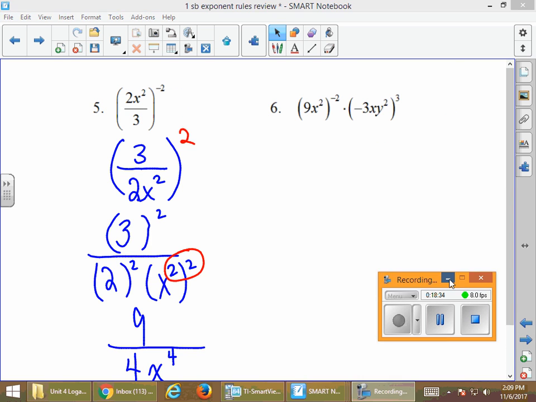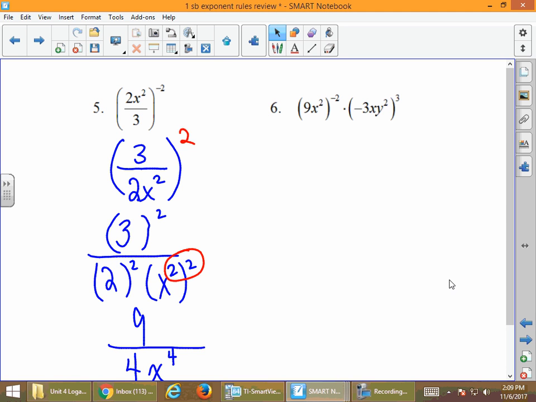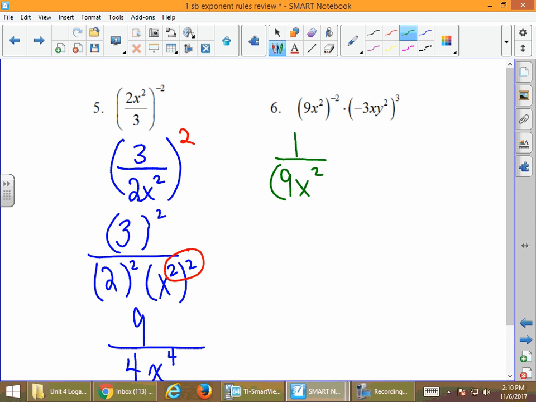So we'll flip our paper back over. Let's look at number 6. We've got 9x squared to the negative 2nd times negative 3xy squared cubed. Well, let's deal with the negative exponent. The negative exponent says that we're going to flip. We're going to change the sign on the exponent. So once again, I'll point out that the negative 2 becomes the 2. We flipped and we'll change the sign on that exponent.